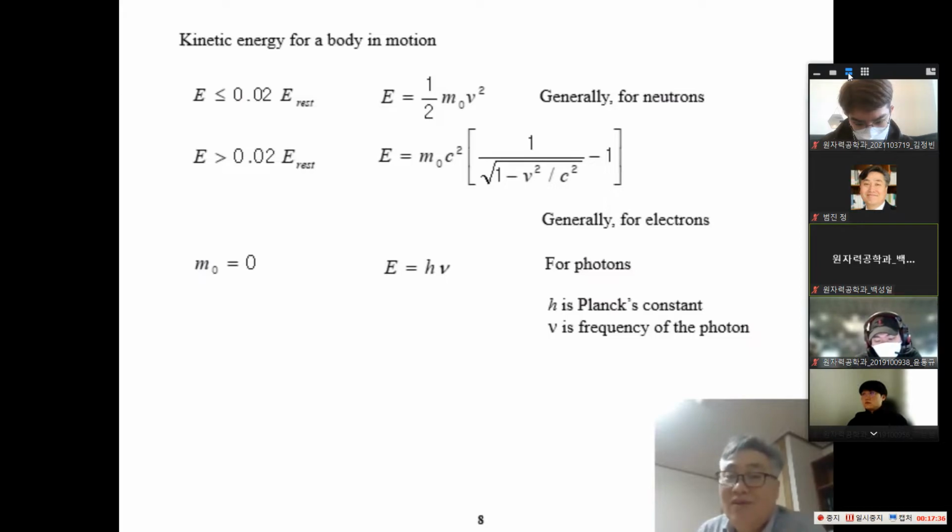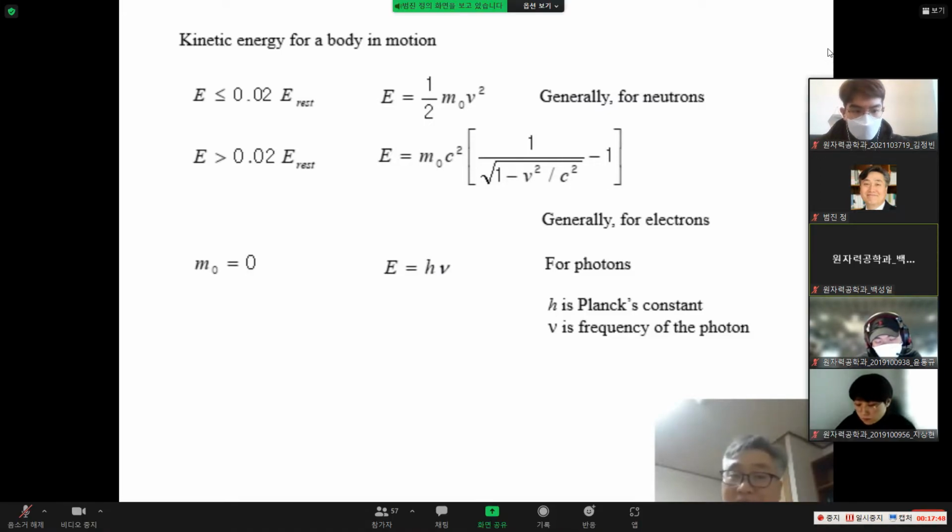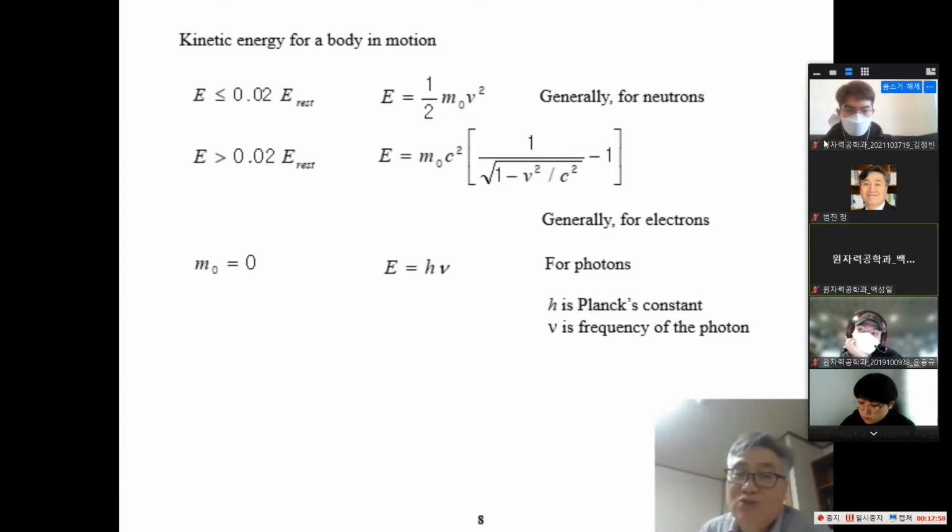But if the energy of the particle is higher than 0.02 of the rest mass energy, which means it moves fast, then we use the equation for relativity. So the kinetic energy becomes mc squared times the bracket. We call it this bracket. This is the kinetic energy for a very high speed particle.